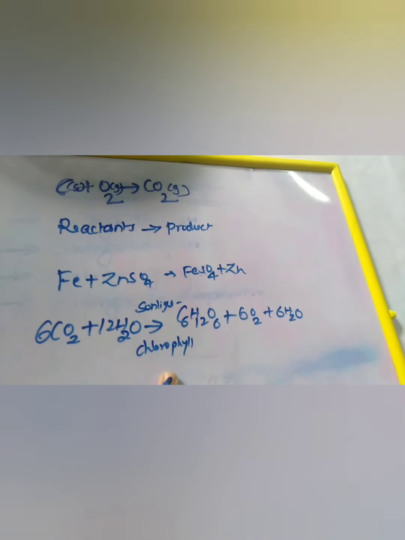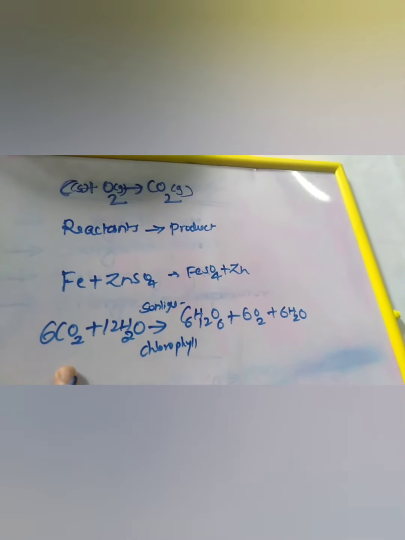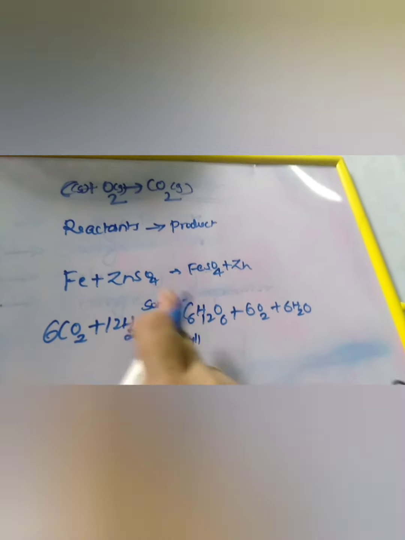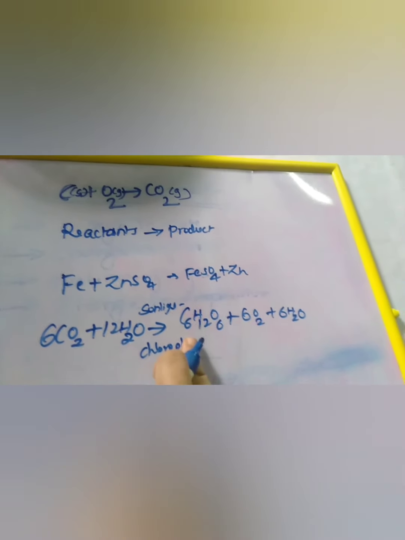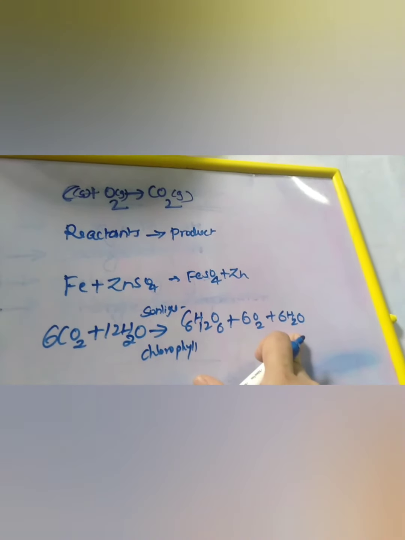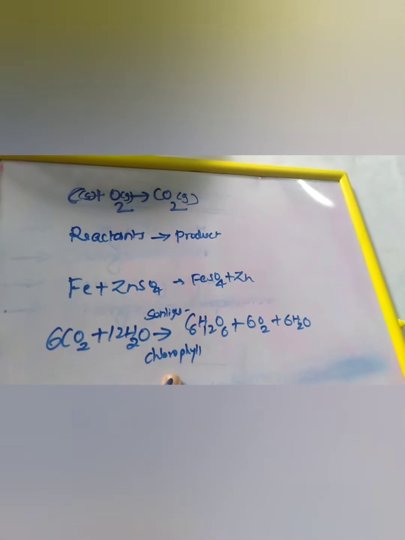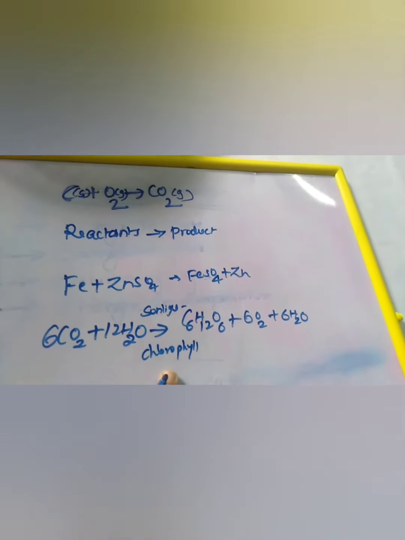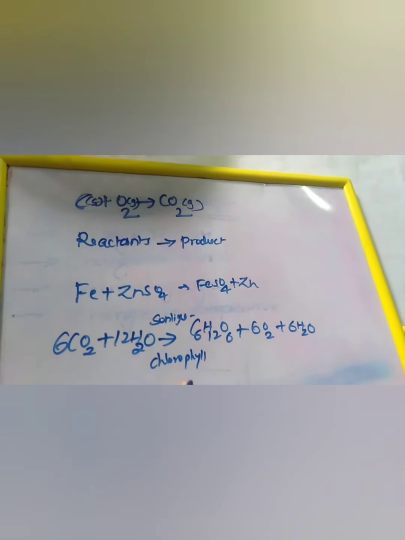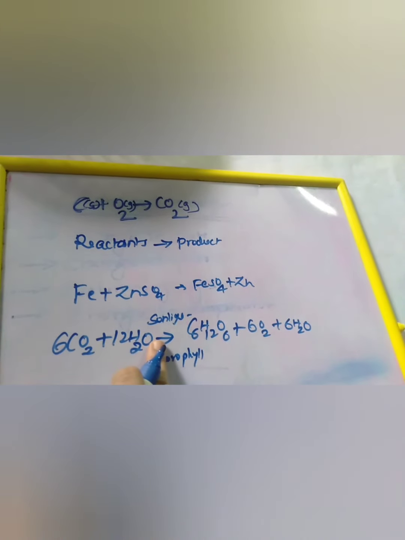This is a photosynthesis example. In the photosynthesis reaction, carbon dioxide combines with water with the help of sunlight and chlorophyll, and gives you glucose, oxygen, and water. In this reaction, we have specified sunlight and chlorophyll. Sometimes temperature, pressure, and catalyst are expressed above and below the arrow.